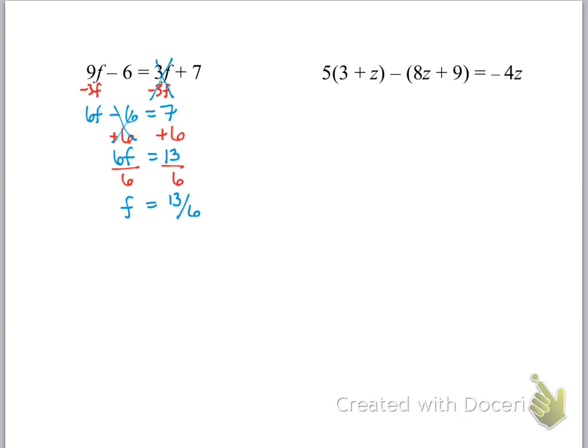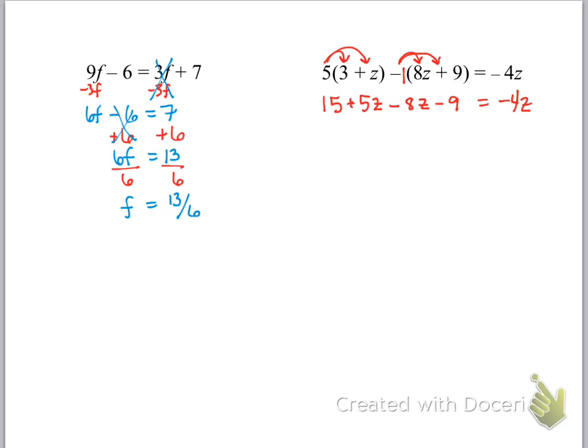Try another example. All right, starting with distribute. What am I distributing? Well, I've got a bit of a mess here. I'm distributing a 5. That's easy. 15 plus 5z. And here I'm distributing a negative 1. That gives me negative 8z minus 9 equals negative 4z.